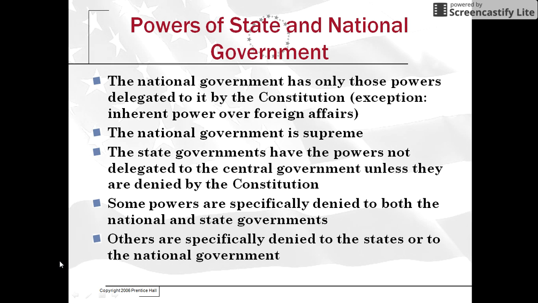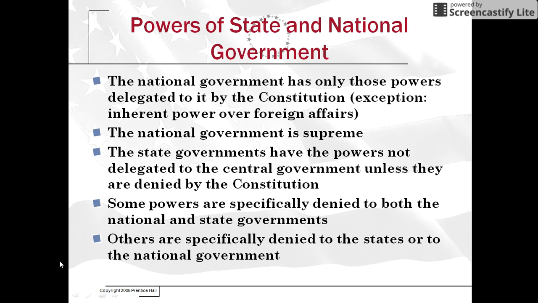Exception, inherent powers over foreign affairs. We'll talk about that in a minute. Inherent power essentially means powers the government has just for being a government, just existing. There aren't a lot of those. Won't see a lot of that, but we'll talk about it. So the national government is supreme. The Supremacy Clause tells us that, Article 6. State governments have the powers not delegated to the central government unless they're denied by the Constitution.